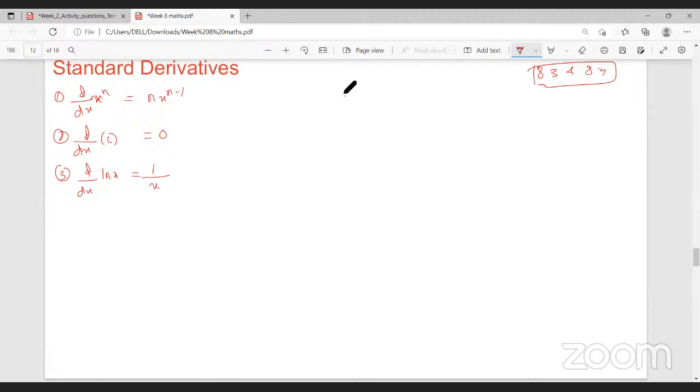Like if it is given log of x to the base 3, we cannot directly differentiate it. What you can do is write log x upon log 3, with base e. Now this log 3 is constant, so I can take it outside. If I differentiate ln x, it will be 1 by x only, so 1 by x log 3. So in general, derivative of log of x to any base a will be 1 upon x log a.